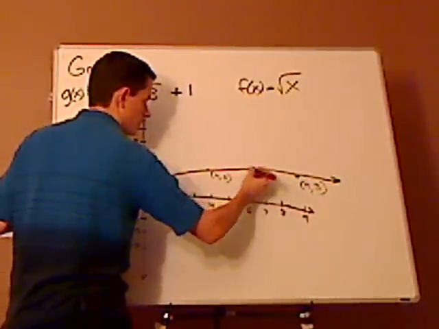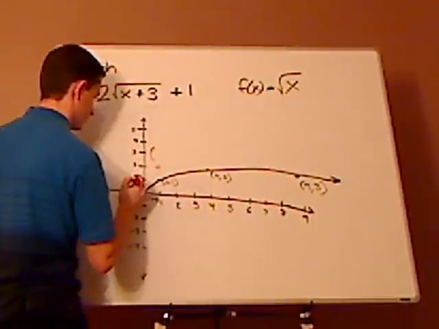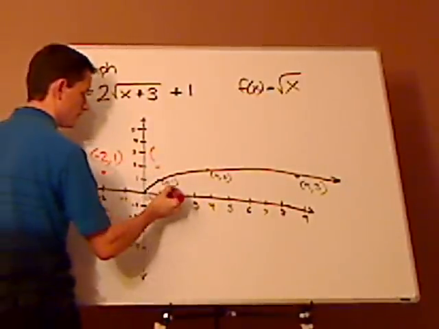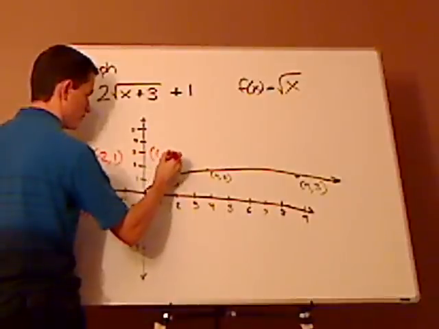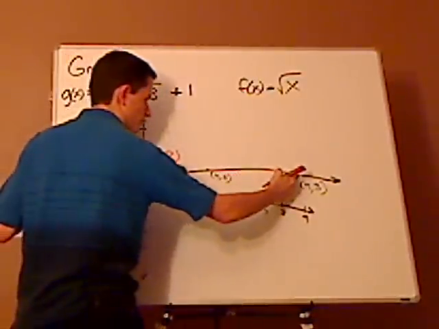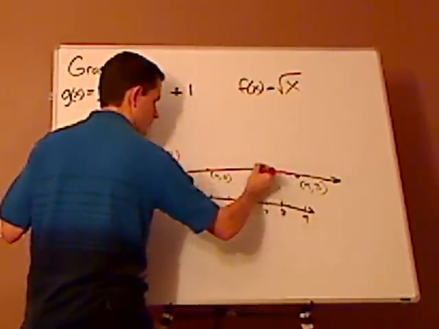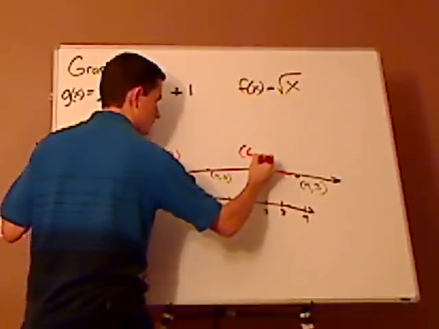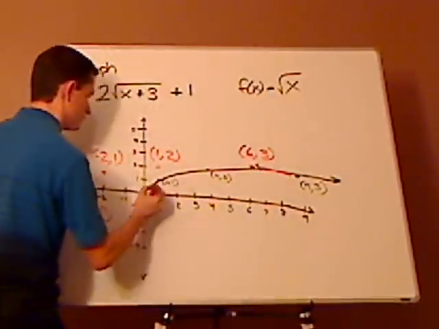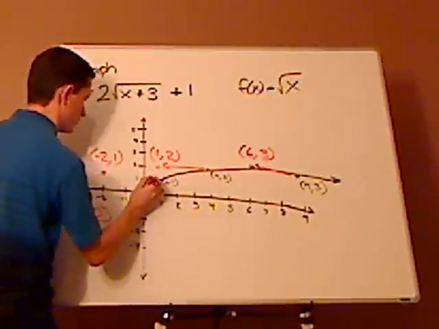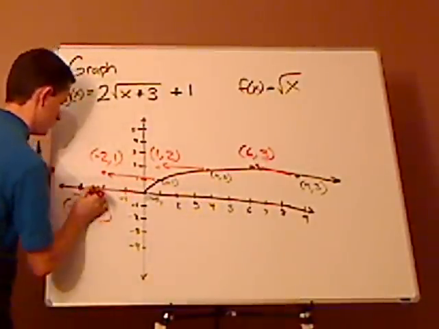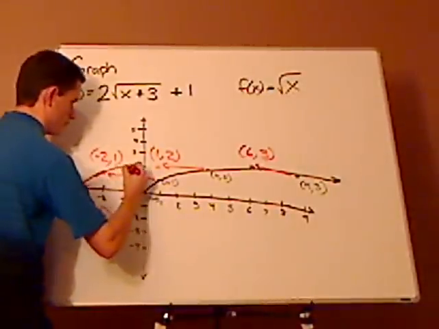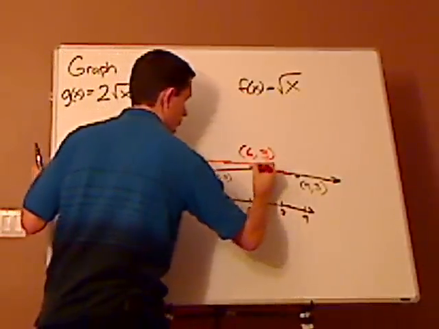Now let me write it. So this right here is negative 2, positive 1. This is positive 1, 2. And this point right here is shifting, so it's going to be 6, 3. See that? They're all shifting over 3 units. Alright, and that's going to go like this. It's still going to retain its same shape.